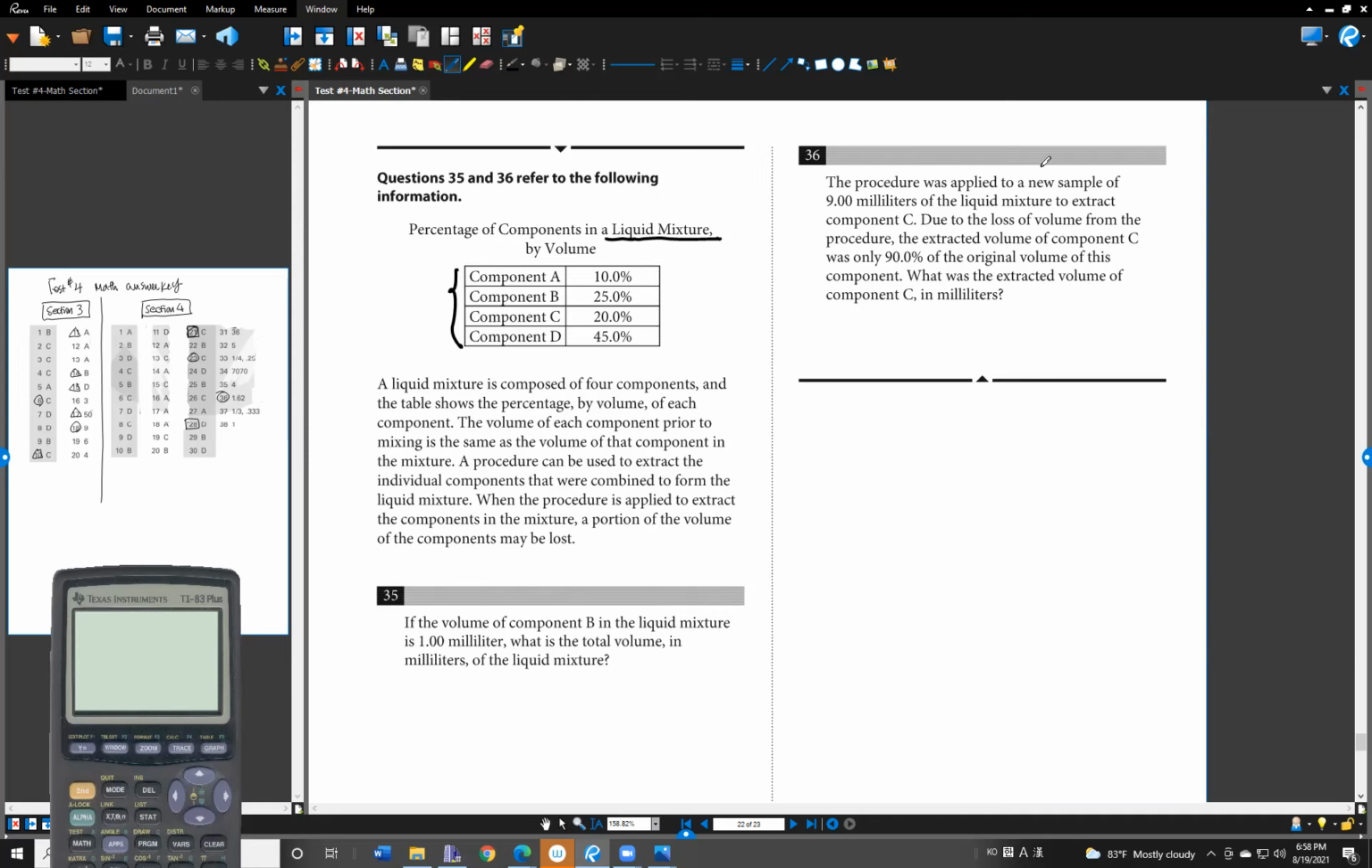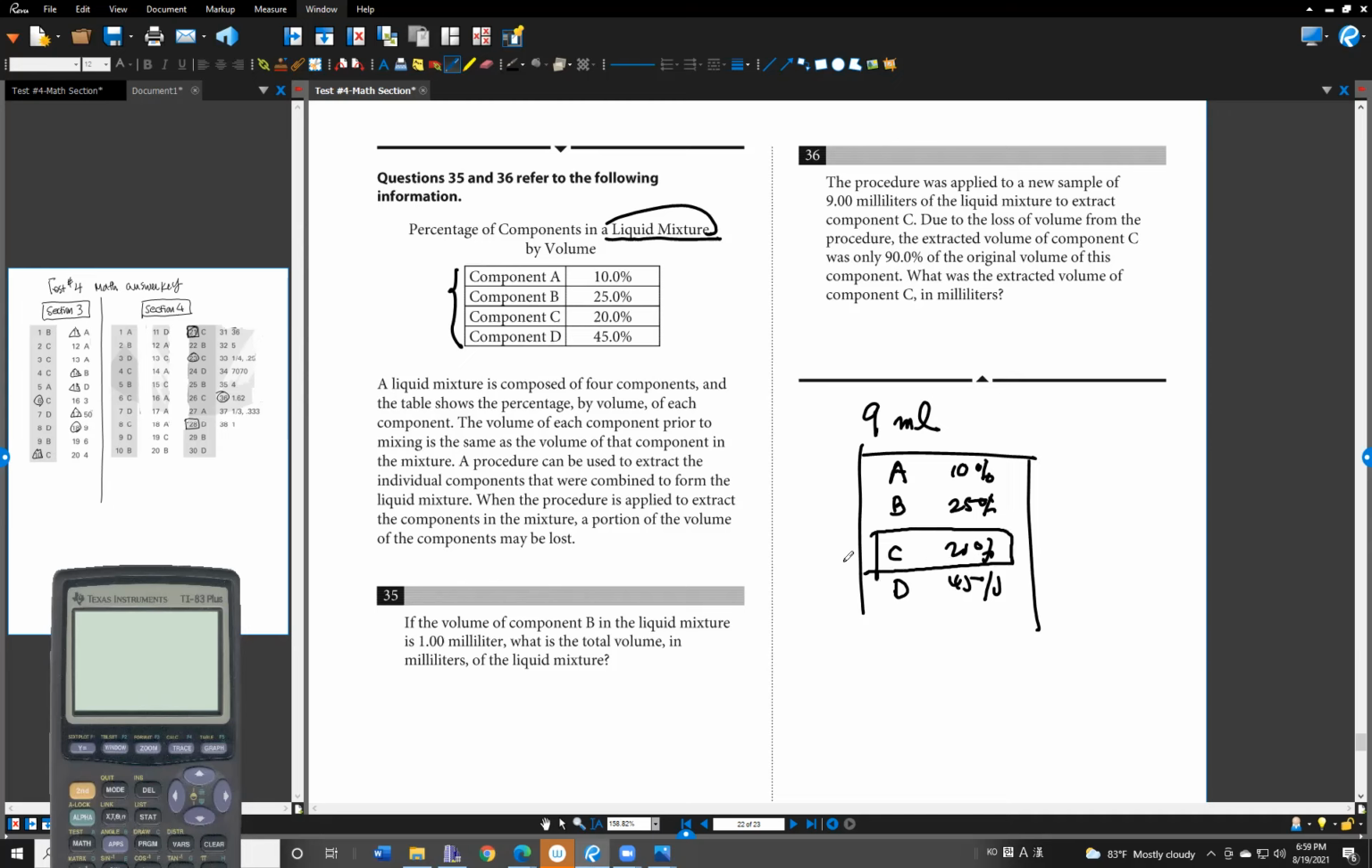The procedure will apply to a new sample of 9 milliliters. Okay, 9 milliliters of liquid mixture. This is a liquid mixture. Holding is right, 9 milliliters. There is what mixture, components A, B, C, D also, right? Same thing: 10%, 25%, 20%, and 45%. Okay, there must be 4 different components there. Extract what I'm going to take, right? This is 20%.